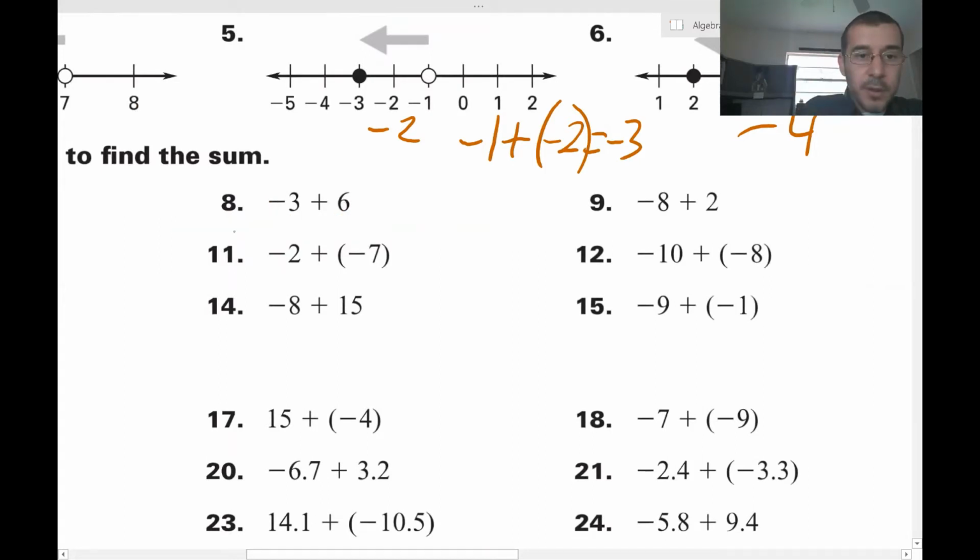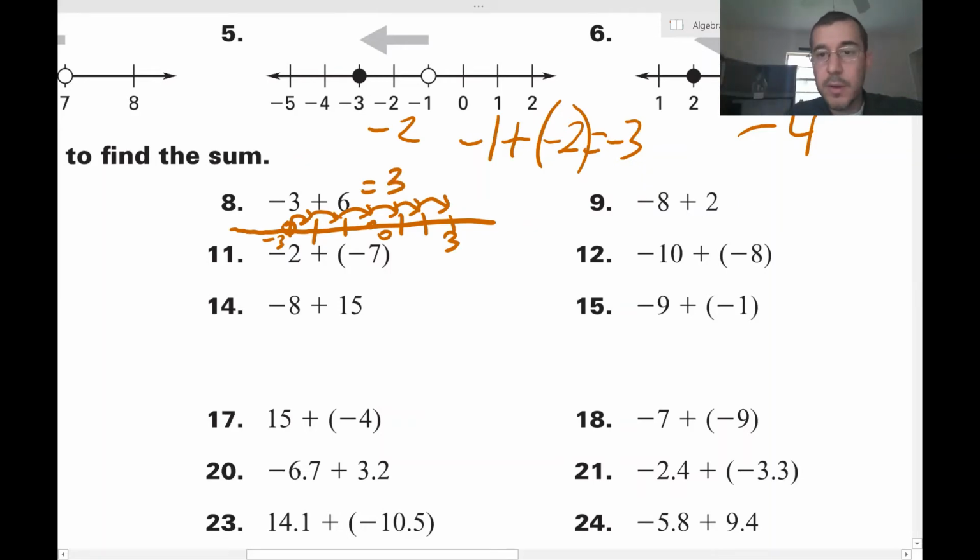Okay, so we have the number line. This is 0, -1, -2, -3. This is -3 right here. And now we are adding 6. So now we're going to the right because we're adding +6. 1, 2, 3, 4, 5, 6. So it's 3. 3 is the answer. Okay, +3 or 3.